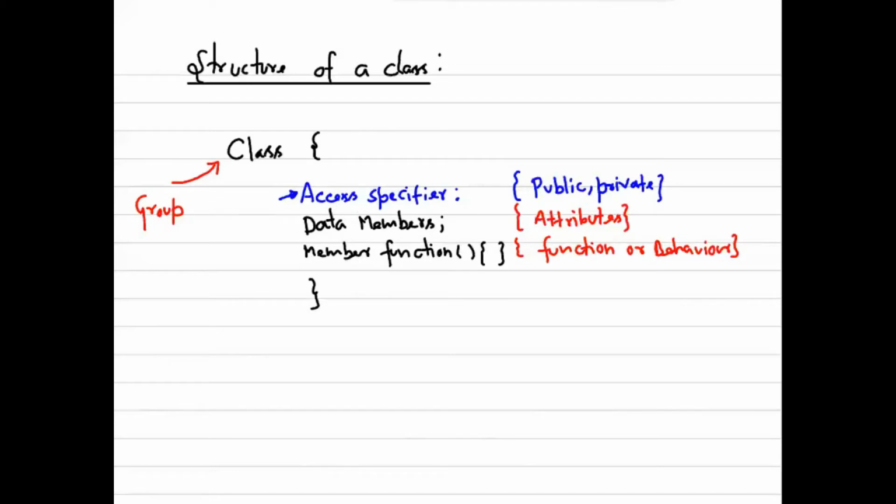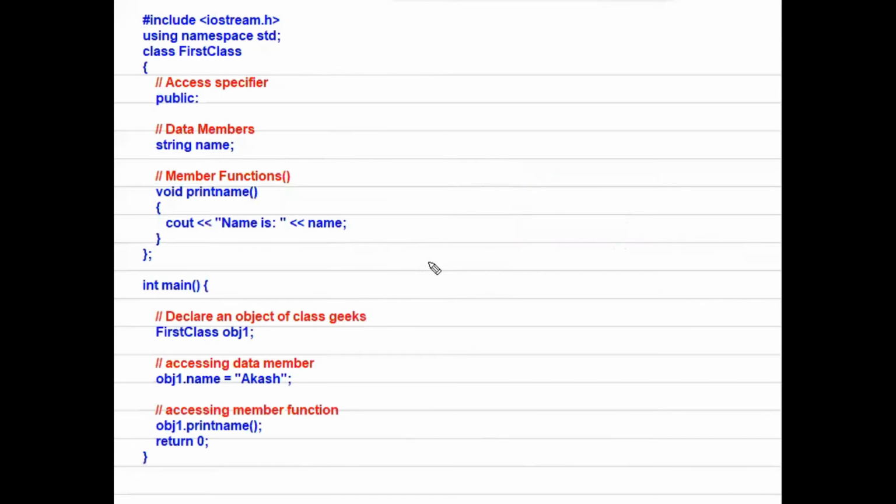So let me take an example, so that we can understand what is access specifier, data member, and the member functions inside the code we are going to write. Eventually we are going to work over some code, so we should be aware of what is access specifier, data members, and the member functions. So here is the code.